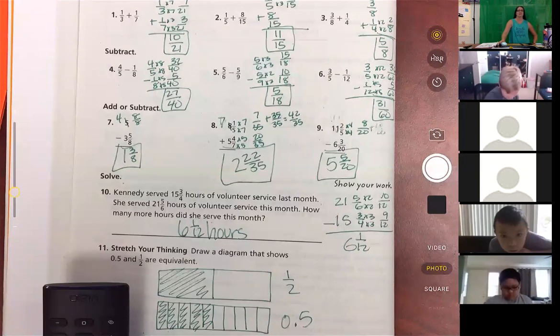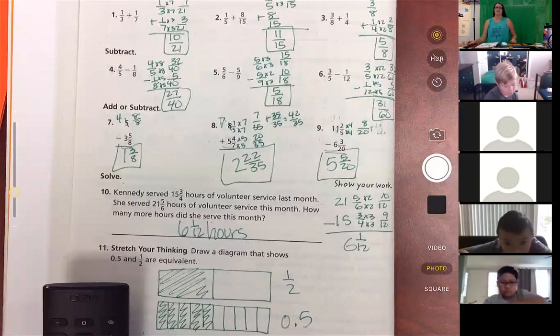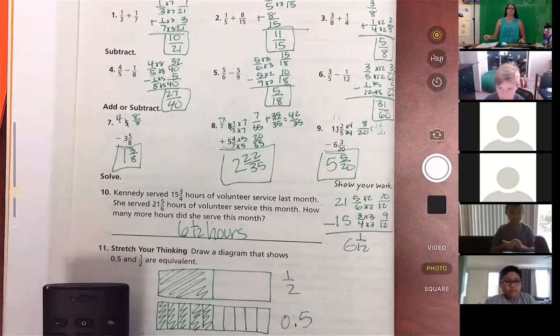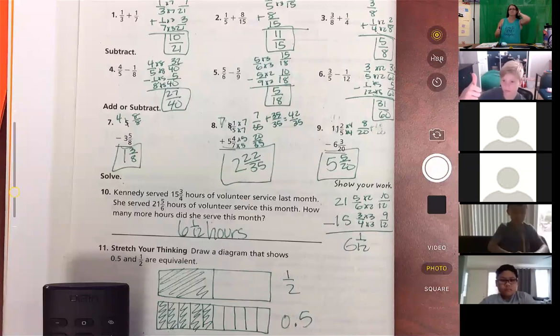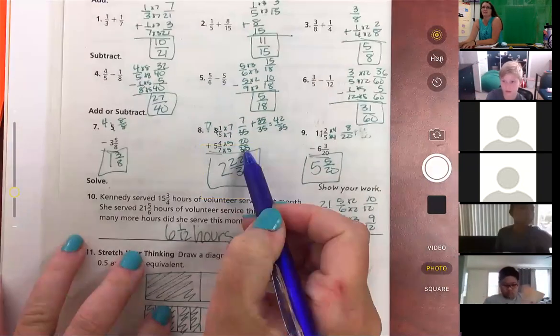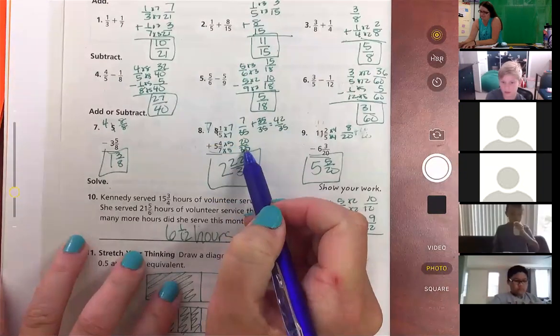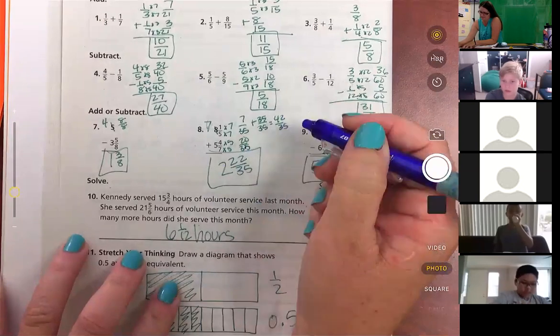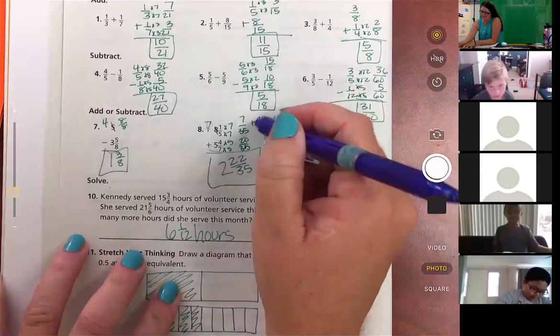Morgan, I see your hand is up. On number 8, yours says 220 over 35, but I got 1327 35ths because it's adding. So let's see. Your common denominator is 35 like mine, right? This is an adding problem, and I subtracted. Yeah, I got that same answer, but I just thought I was wrong.